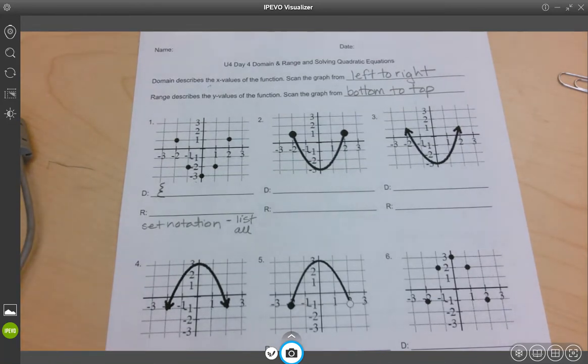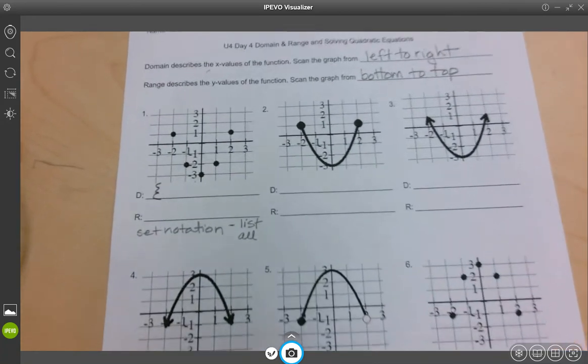Can you guys see, or do you want me to zoom in more? It's okay? Zoom? I'm not hearing anything. I'll zoom a little bit.